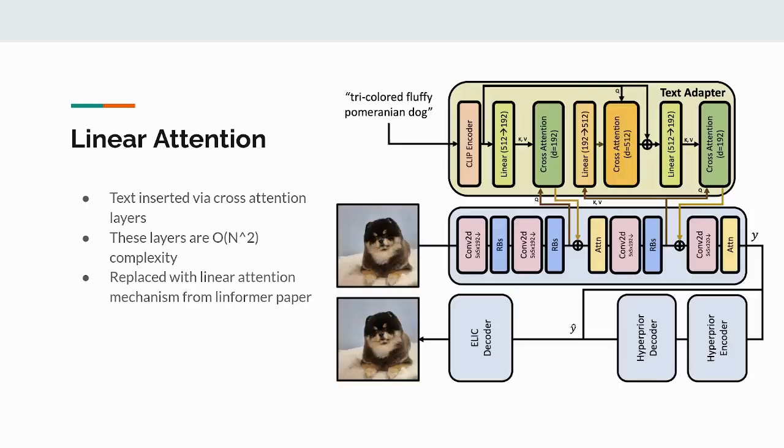For improving the attention mechanism, as you can see from the diagram of the original model, there are 3 cross-attention layers which are used to insert the text information into the encoder. And these cross-attention mechanisms, when they use the standard attention mechanism, have O of n squared complexity, which means that if the text adapter were scaled up to handle really long text inputs, that could become a major bottleneck and a source of computational cost. So the idea here is to replace the attention mechanisms with the linear ones described in the Linformer paper.